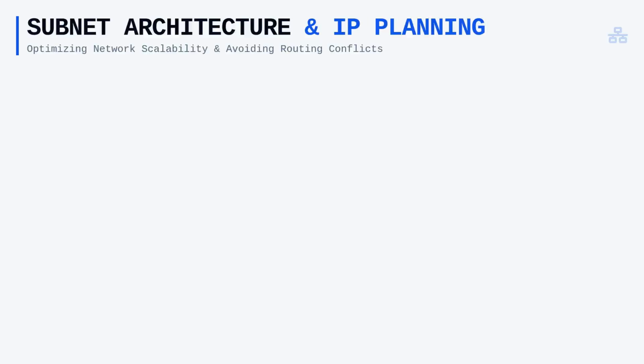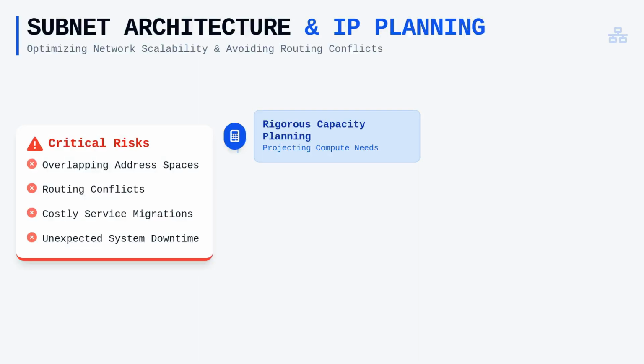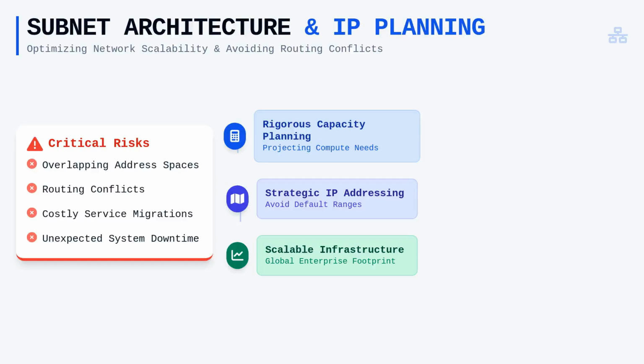Effective subnet architecture also requires rigorous capacity planning to avoid the pitfalls of overlapping address spaces, particularly as environments scale or connect to other VPCs. When you design your IP addressing strategy, it is tempting to use broad, default ranges, but this often leads to routing conflicts that are notoriously difficult to debug later in the project lifecycle. You must calculate your subnet requirements based on the number of projected compute instances needed for each tier, allowing for future growth without exhausting the available private IPs within the segment.